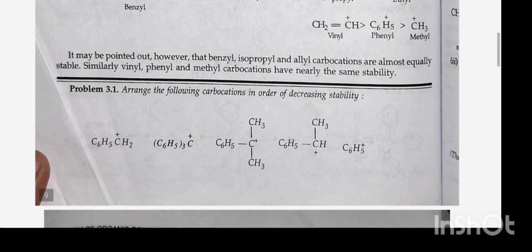Problem 3.1. Arrange the following carbocations in order of decreasing stability. We can see this is the tertiary. We can see which is primary, secondary, and tertiary. According to this, we arrange them.